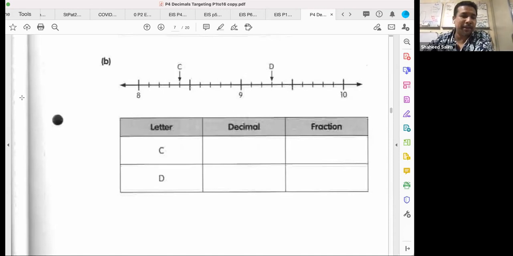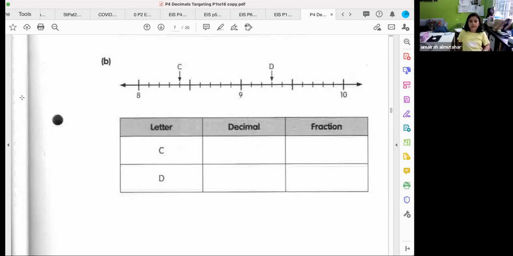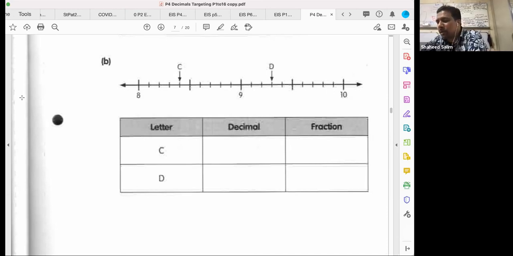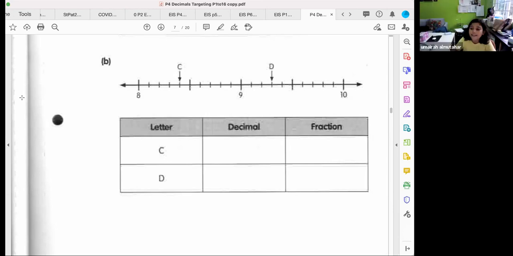Be careful for your D. Your D is incorrect. Shalina, you know how to do this? Can you send me your answer? Just write it on the screen. You do it on screen. Everyone is gonna show once they're done. Okay.